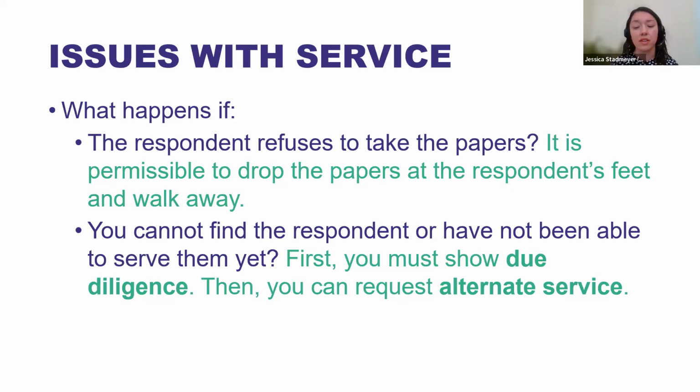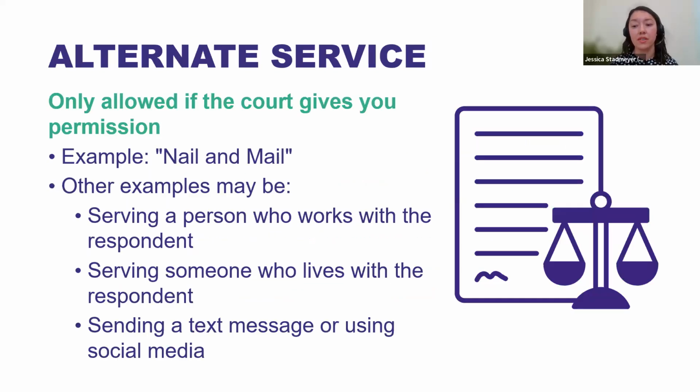If you show the judge that you made sufficient efforts, the judge may give you a new court date, which is called an adjournment, to give you more time to serve the respondent, or the judge may allow you to serve the respondent another way. This is known as alternate service. Alternate service is when a judge allows you to serve someone another way besides personal service or certified mail. One of the most common examples of alternate service is known as nail and mail.